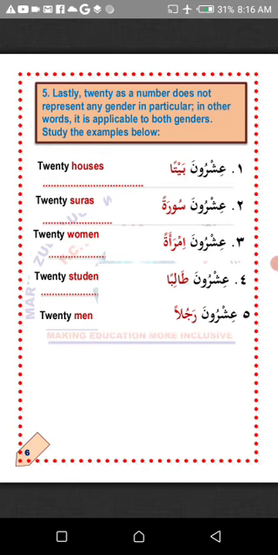Ithnan number 2. Ishruna surah, 20 chapters of the Noble Quran. Thalatha number 3. Ishruna imra'ah, 20 women. Arba'a number 4. Ishruna talibah, 20 female students. Khamsa number 5. Ishruna rajulan, 20 men. La'alaka fahimt. I hope you understand. MashaAllah.